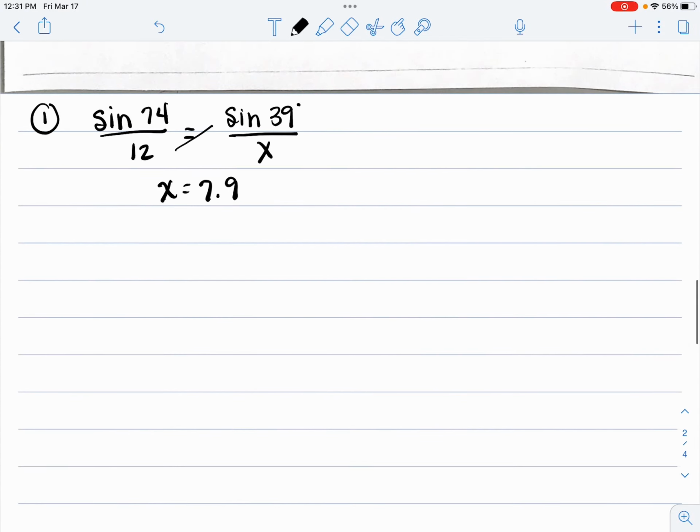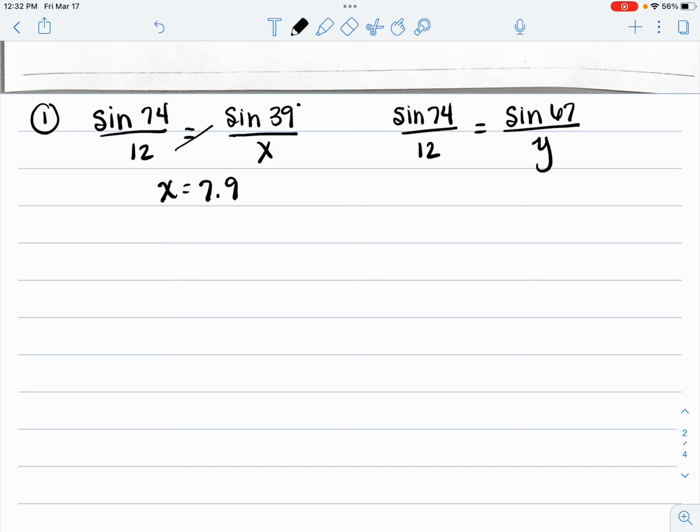I can't subtract. So now that I know that's 67, again, I'm going to keep the one I know. I'm going to keep the sine 74 over 12. That's not going to go away. I need to use that again. It's just this time, since I'm looking for the y value, which is the other side, it's going to be the sine of 67 because it's across from the y value.